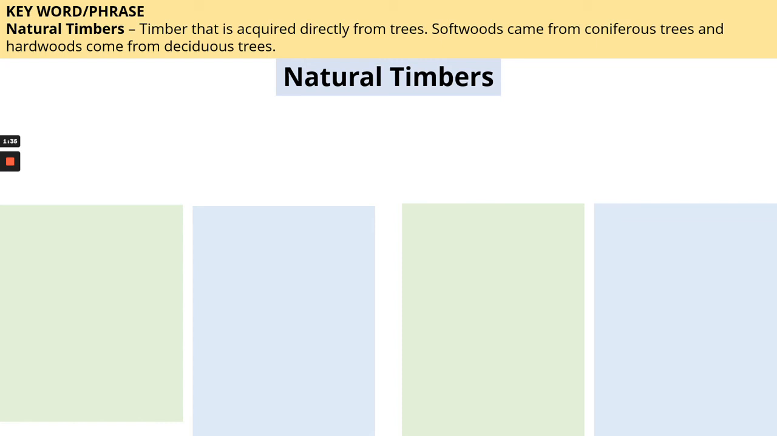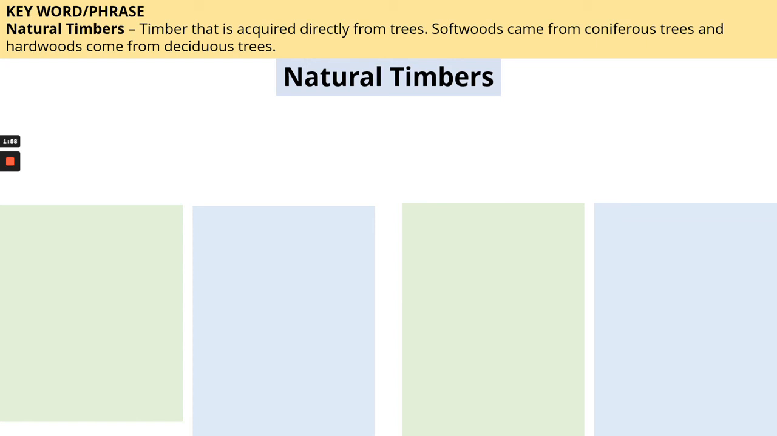So we have got softwoods. These come from coniferous trees. Coniferous trees have needles or pines, like Christmas trees, and they do not drop their leaves in autumn. This means they can turn sunlight all year round into energy, into food, which helps them grow all year round.